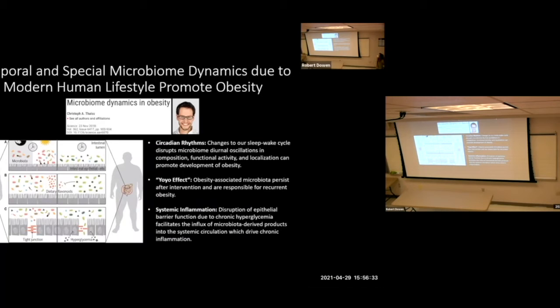So one metabolic disorder that we know has a lot to do with your lifestyle choices, and we've seen a big increase in obesity over the last century, right? Because as a human population, we're changing the way that we live and the way that we eat. And obesity can happen if you have changes in your circadian rhythm.